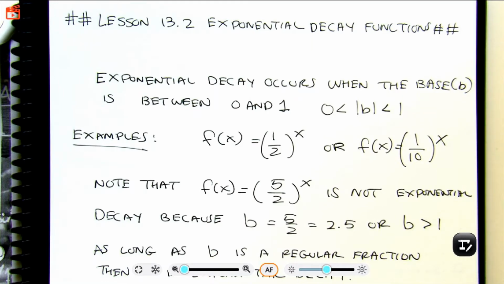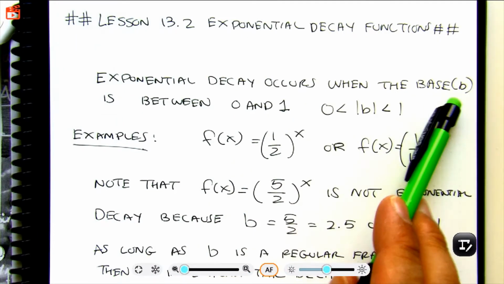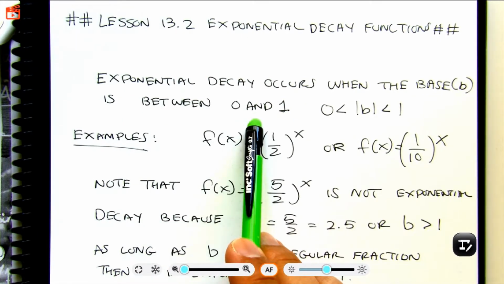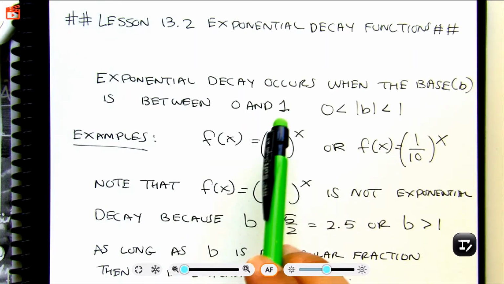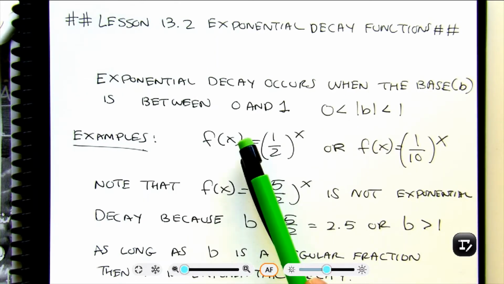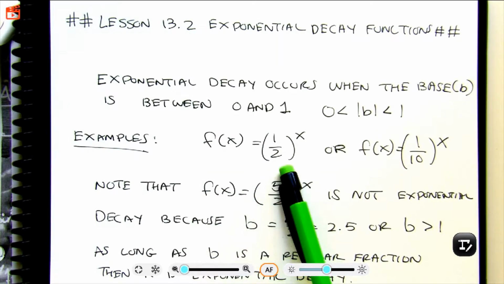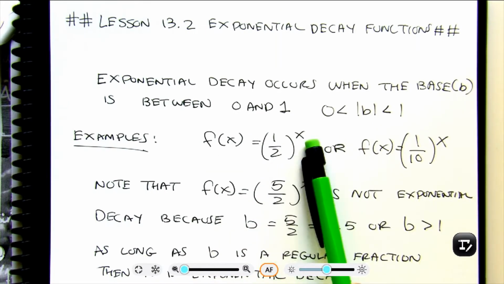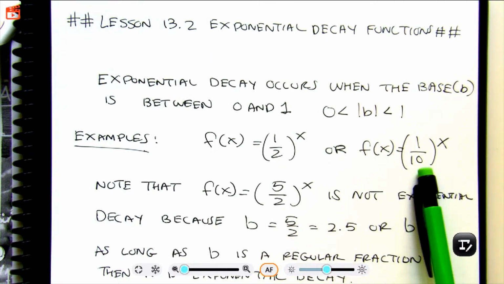So exponential decay occurs when the base, so when b, is between 0 and 1. Remember that any number that's between 0 and 1 is a fraction, and that's what we see in these equations. An example of an exponential decay function is this one. So f of x equals 1/2 to the x power. Another one is f of x is equal to 1/10 to the x power.